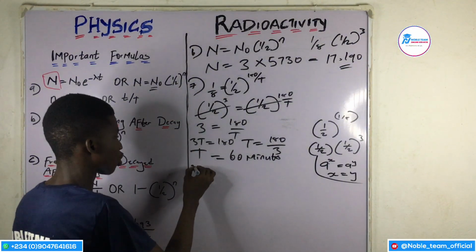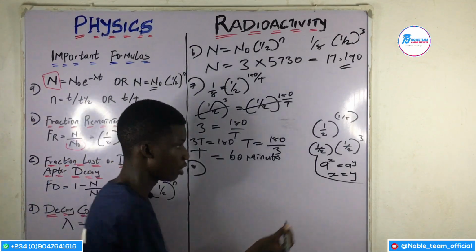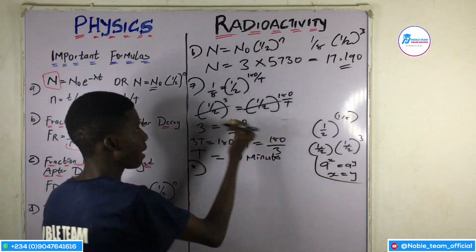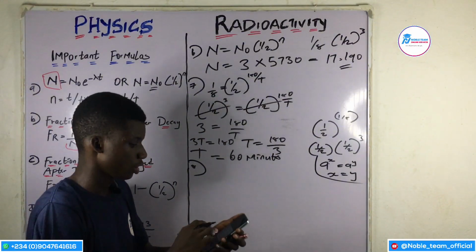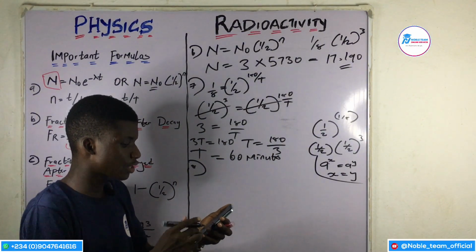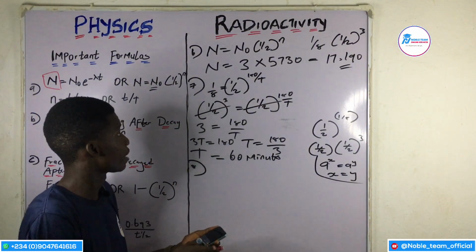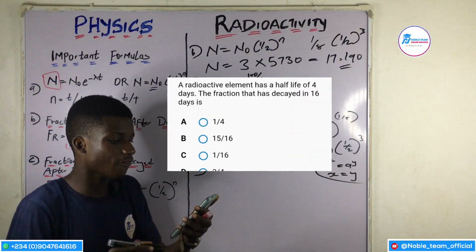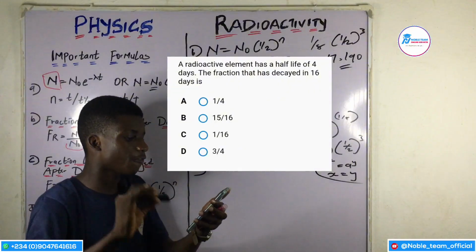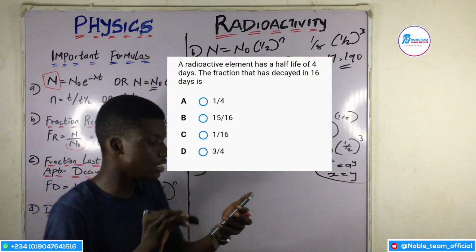Now let's solve question 8. I hope you understand what we are trying to say. Remember this law of indices: the same base, we will take one and collect the powers. So we have question 8, and if you look at your screen, they said a radioactive element has a half-life of 4 days. The fraction that has decayed in 16 days is what?